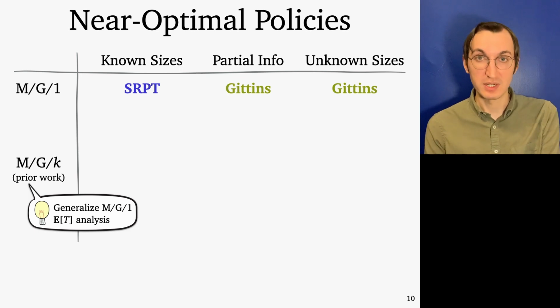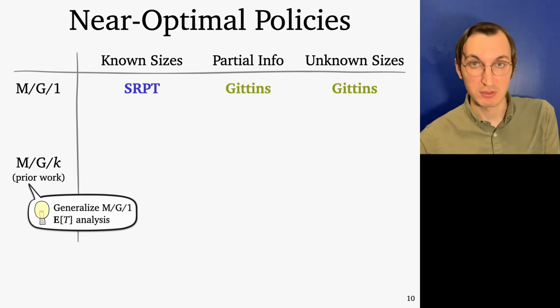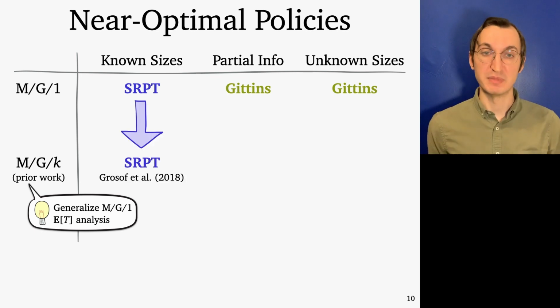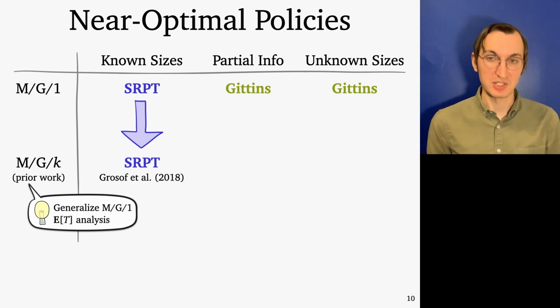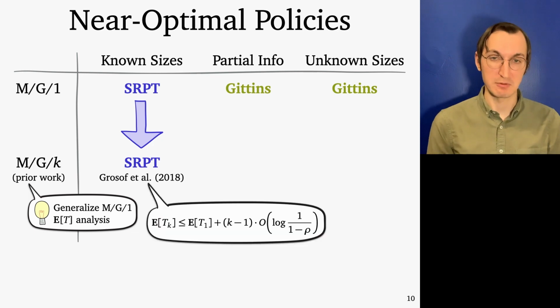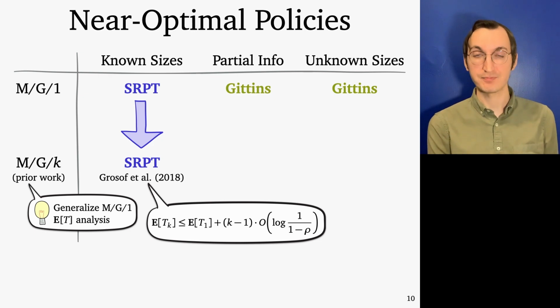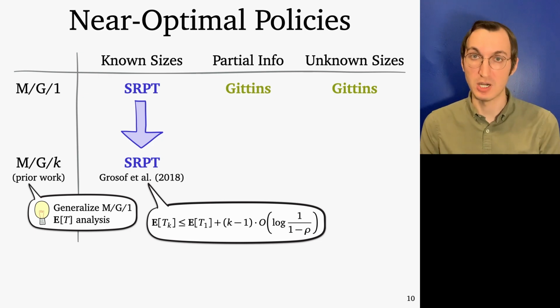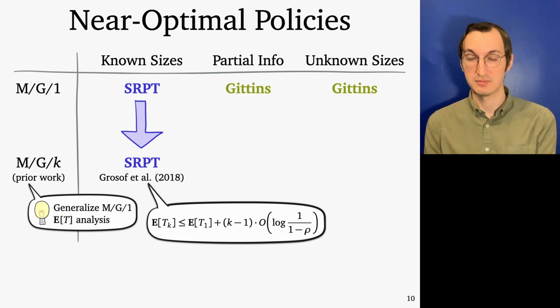So for example, in 2018, in prior work, we actually took the M/G/1 analysis of SRPT and generalized it to the M/G/k to get a mean response time bound on multi-server SRPT. And this multi-server mean response time bound looks like this. It says that E[T_k], the k-server mean response time for SRPT, is at most E[T_1], the single server SRPT mean response time, plus k minus 1 times this slowly growing function of load.